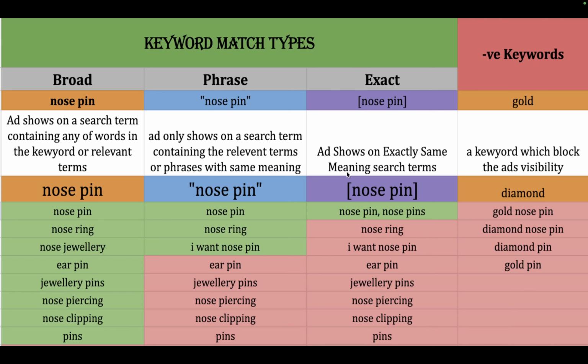Even if we have a keyword like nose pin and somebody types gold nose pin, the ad will not show up. Also, if we add a term like diamond in negative, and somebody types diamond nose pin, the ad will still not show up. So we use this fourth kind of match type, which is called negative keyword, to avoid showing the ads on the terms, on the searches, which we totally want to block from showing our ads.